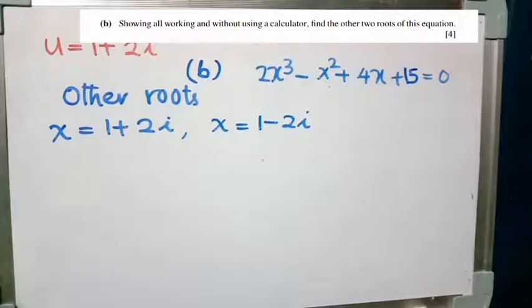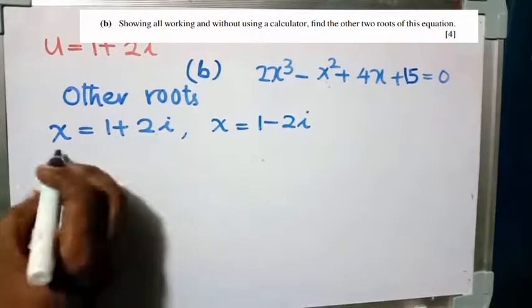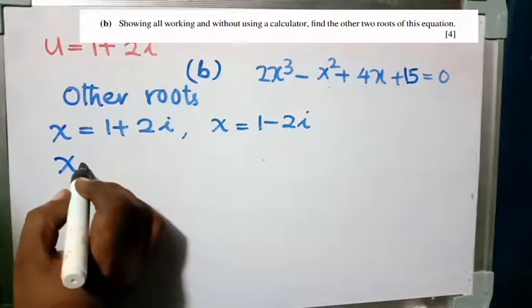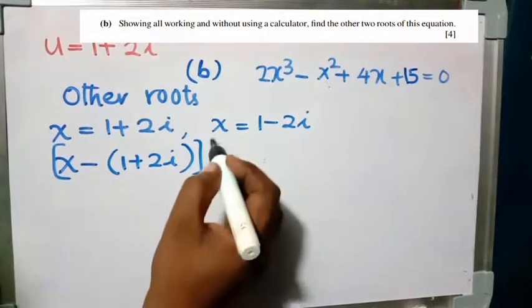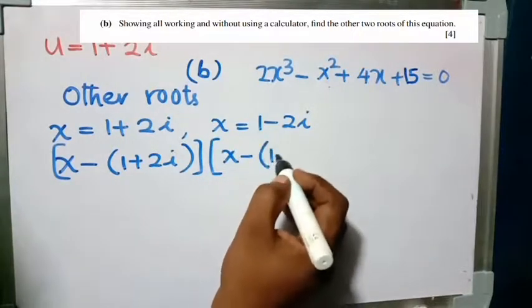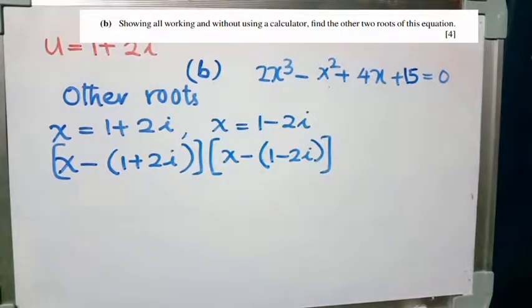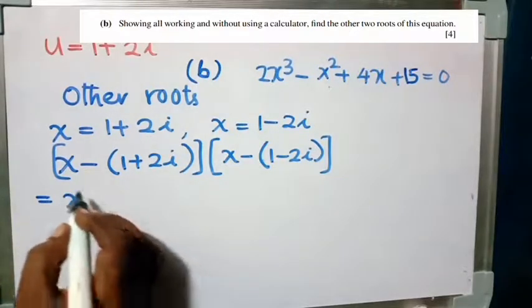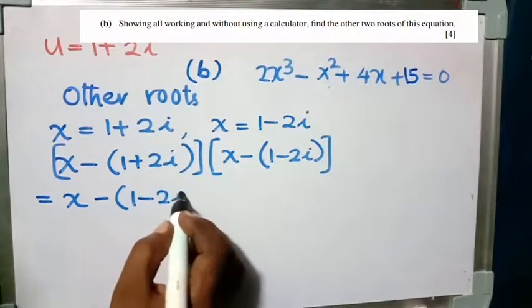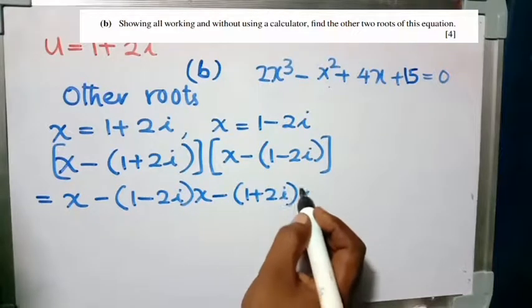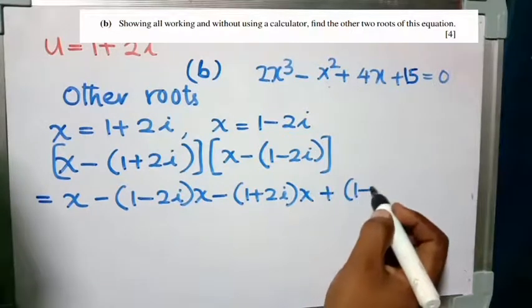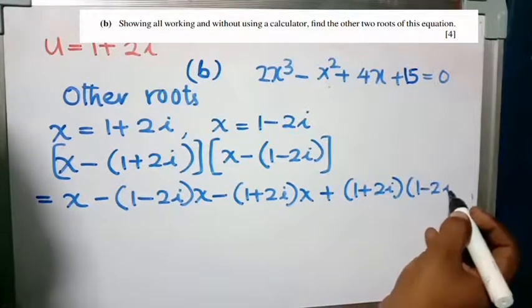Now our part is to find the third root. So as x is equal to 1 plus 2i is a root, we can say that x minus 1 plus 2i is a factor, and x minus 1 minus 2i is another factor. So let's take the product of these two factors. We get it as x minus 1 minus 2i, x minus 1 plus 2i, x plus 1 plus 2i into 1 minus 2i.